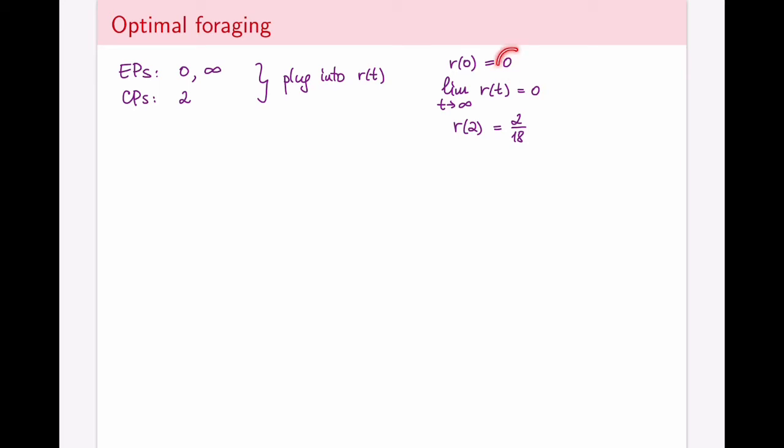Comparing these three numbers together, I am interested in the global maximum, so I'm going to pick the largest one, which is of course this one, which means that this corresponds to the global maximum indeed. So that means that in our case, the optimal time for the bee to stay on the flower in order to collect the most nectar is 2 seconds.